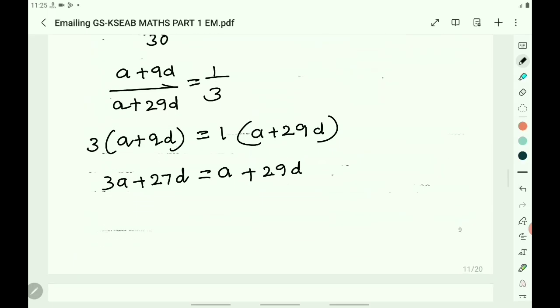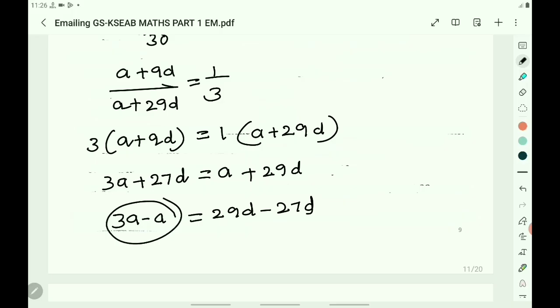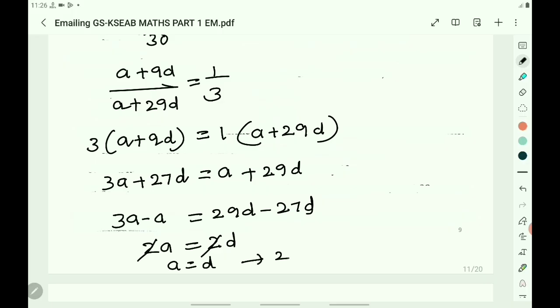Then transfer a to the LHS and 27d to the RHS. 3a minus a equals 29d minus 27d. 3a minus a is 2a, equals 29d minus 27d, which is 2d. The 2s cancel here. So a equals d. Consider this as the second relation.